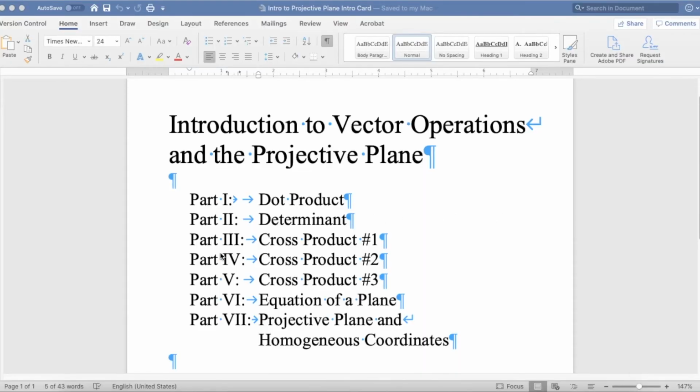Okay, we're going to stop this video here. So we still have two things left to do. We need to prove that the vector that the cross product gives us is normal to the parallelogram, and secondly, that its magnitude equals the area of the parallelogram. So the next video will be proving that the vector is normal, and then the next one after that will show us that the magnitude is equal to the area. And then we'll move on to the equation of a plane, and then finally, with all that information, we'll be ready to look at the projective plane and homogeneous coordinates.